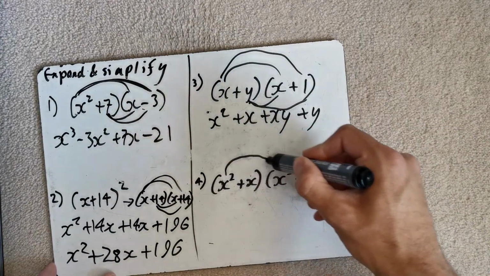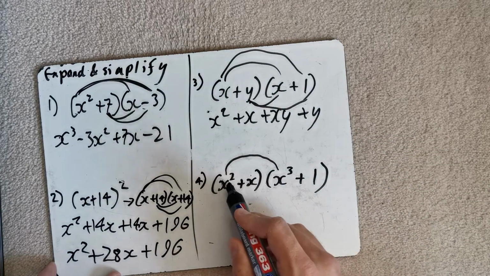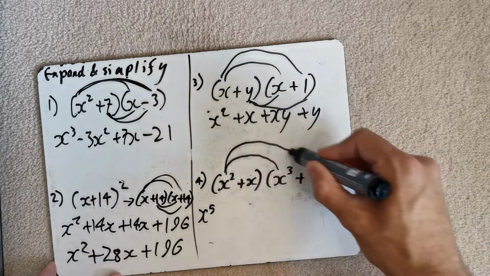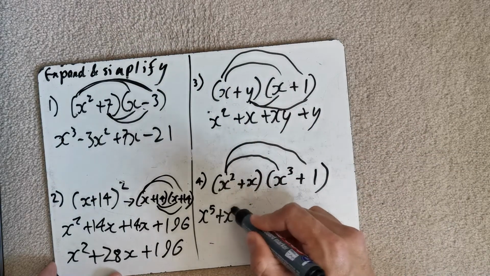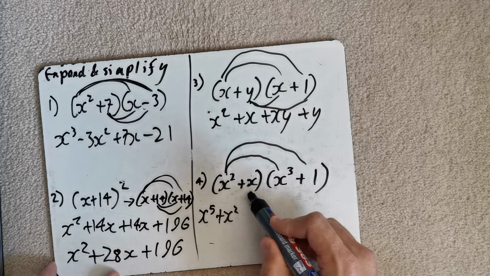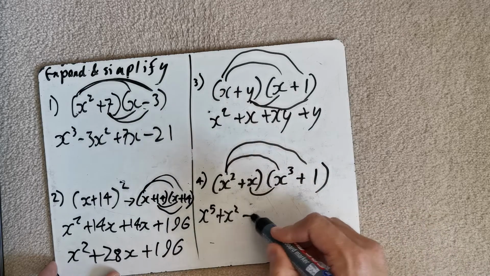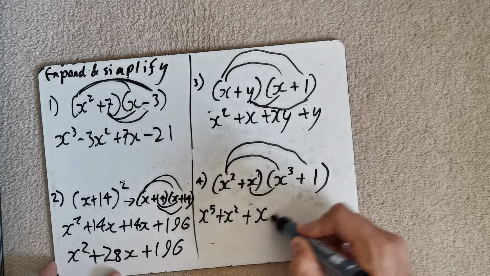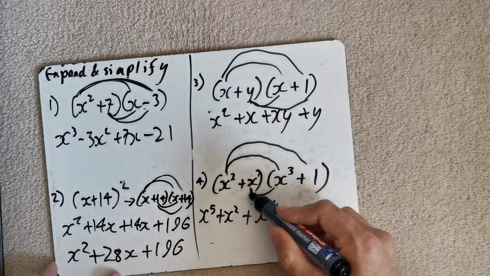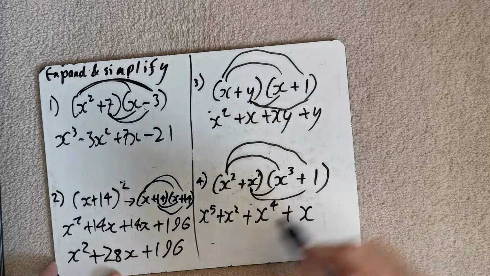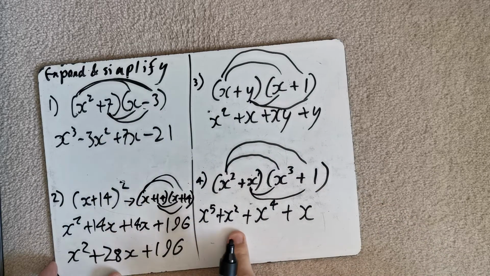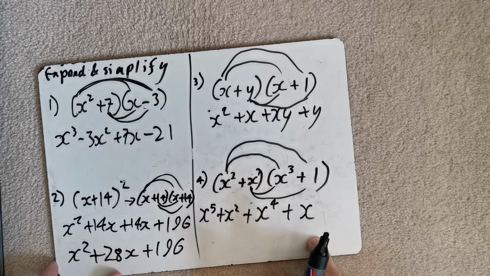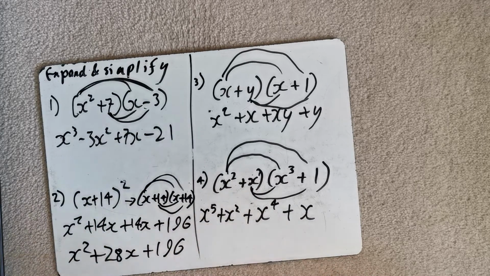Ooh, right, x squared times x cubed. Remember, laws of indices, you add the powers, becomes x to the power of 5. X squared times 1, it's just x squared. X times x cubed, remember laws of indices, that's x to the power of 1. That becomes x to the power of 4, and then x times 1 is just x. So x to the power of 5 plus x squared plus x to the power of 4 plus x. This can't be simplified, okay? So that stays as is, okay?